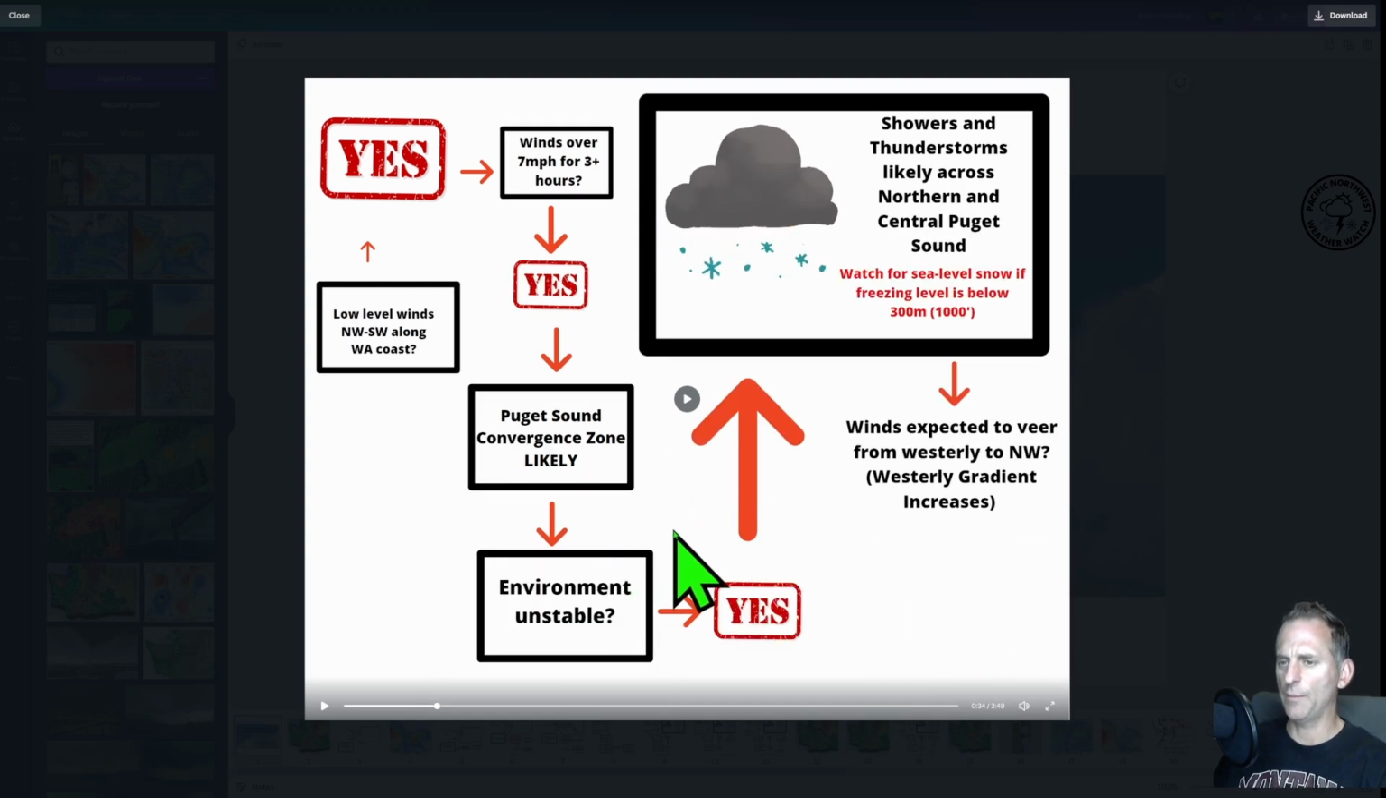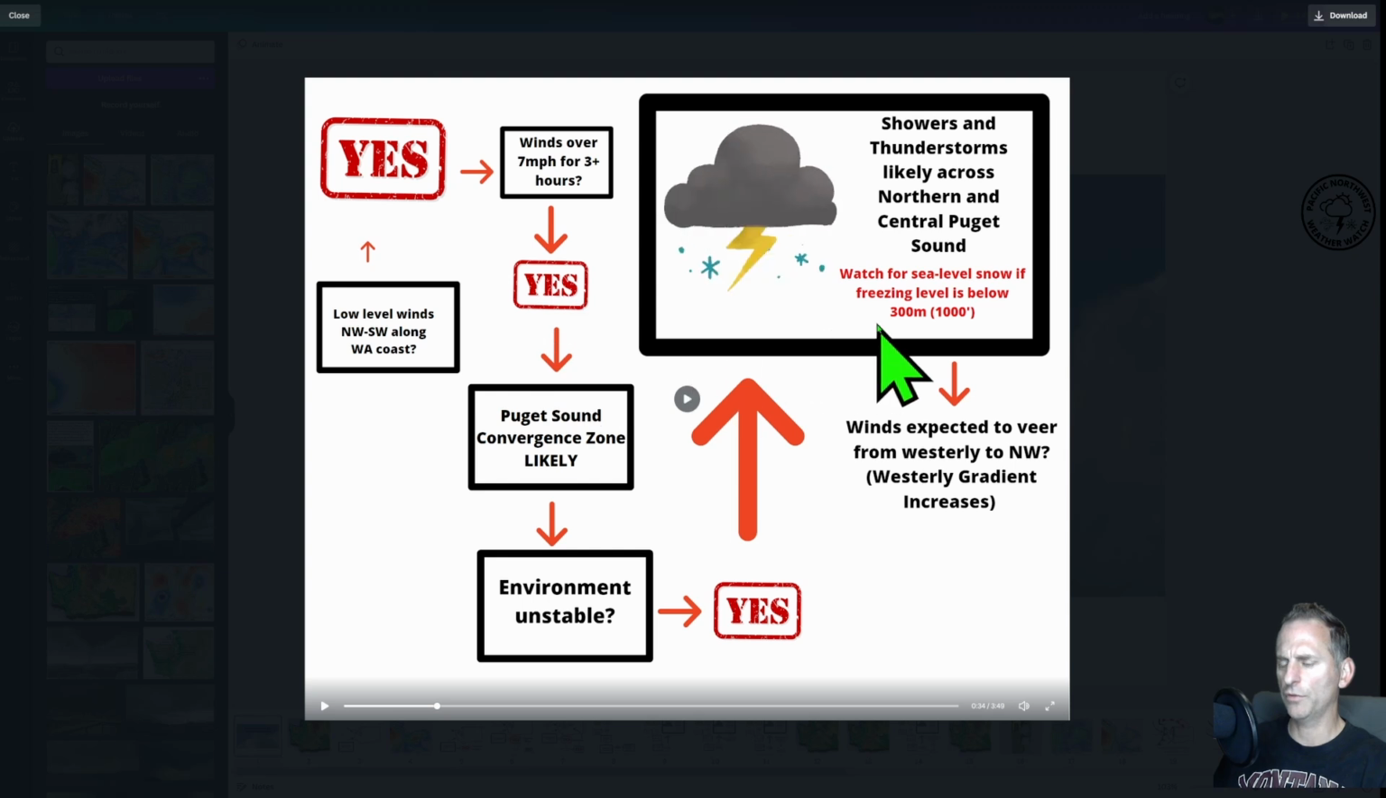Now, if it is unstable, which is the case a lot of times post-frontal environment here with that low-level flow, then you're starting to look at showers and thunderstorms likely across northern and central Puget Sound. And of course, if you're dealing with late fall or winter time, maybe early spring, if that freezing level is below 1,000 feet, you've got to start to watch out for lowland snow. The convergence zone can really drop the snow level locally and bring snowfall all the way down to the surface in some areas. And now, the more this veers back to the northwest, the more likely the Puget Sound Convergence Zone is to slide down the central sound and even south of Seattle.